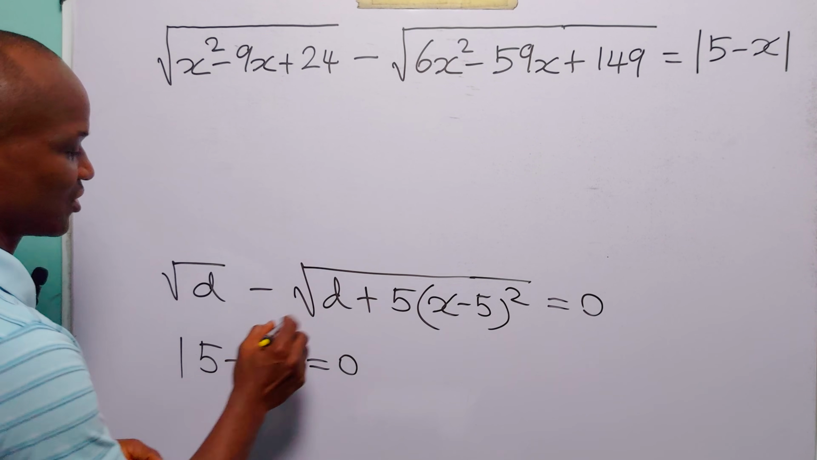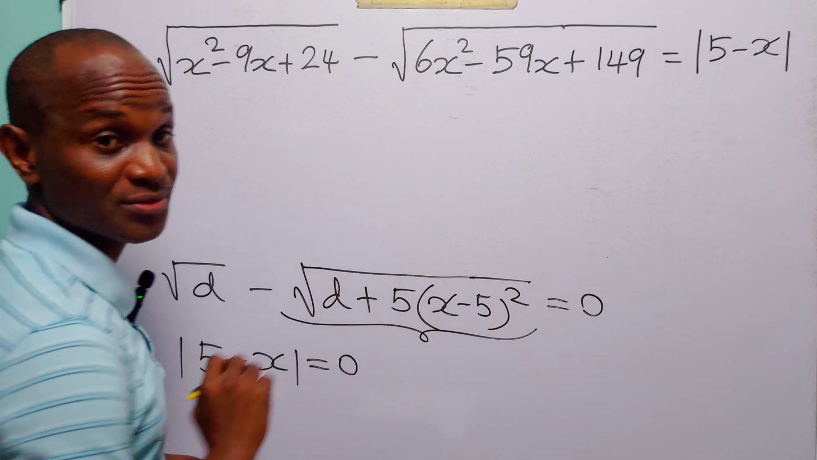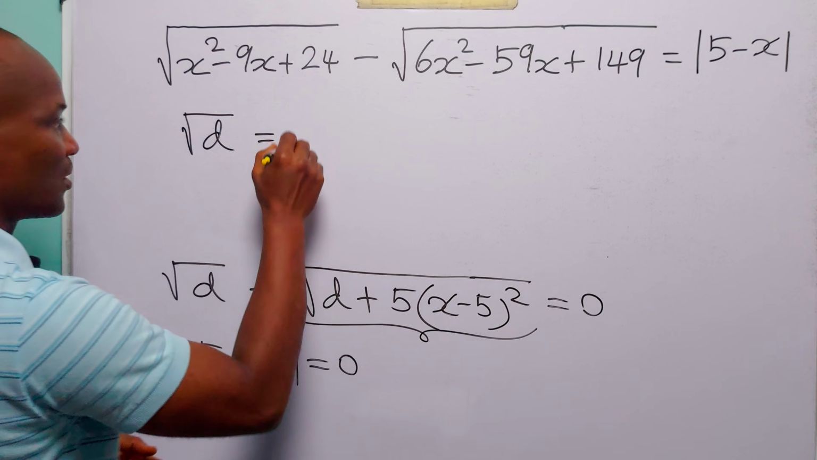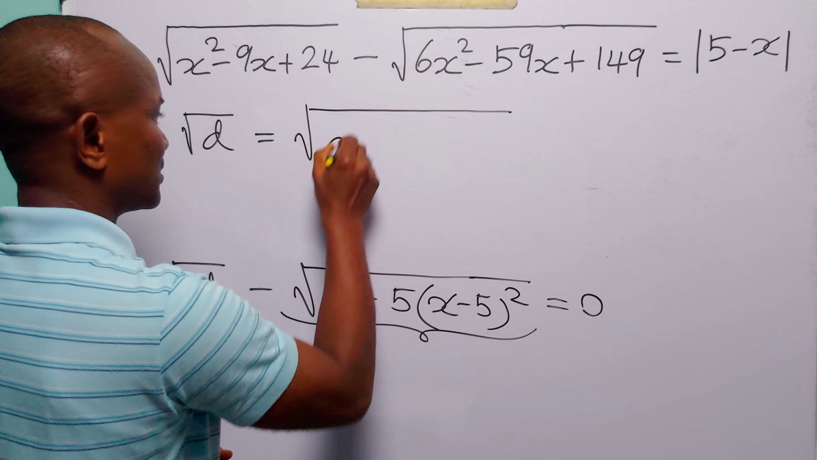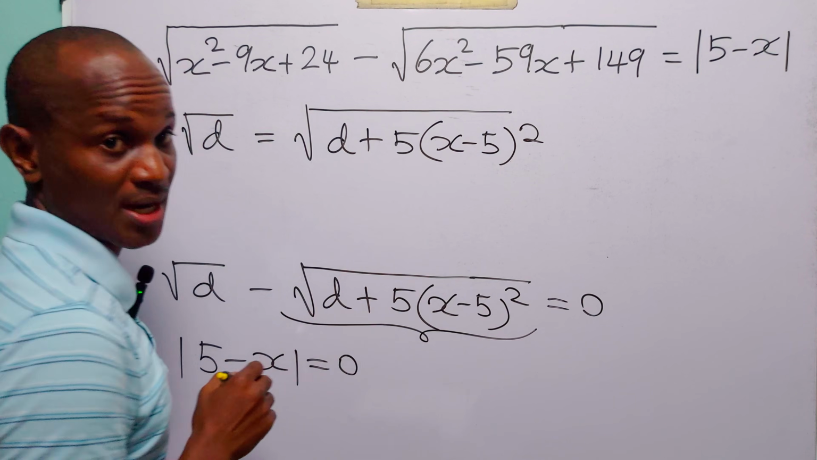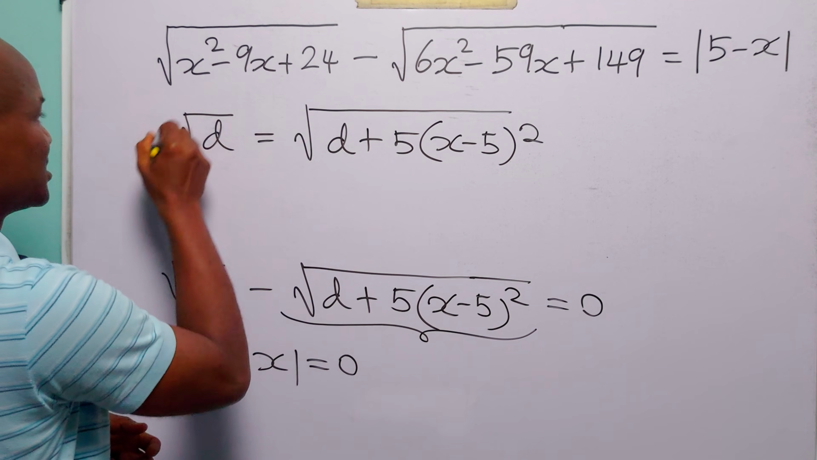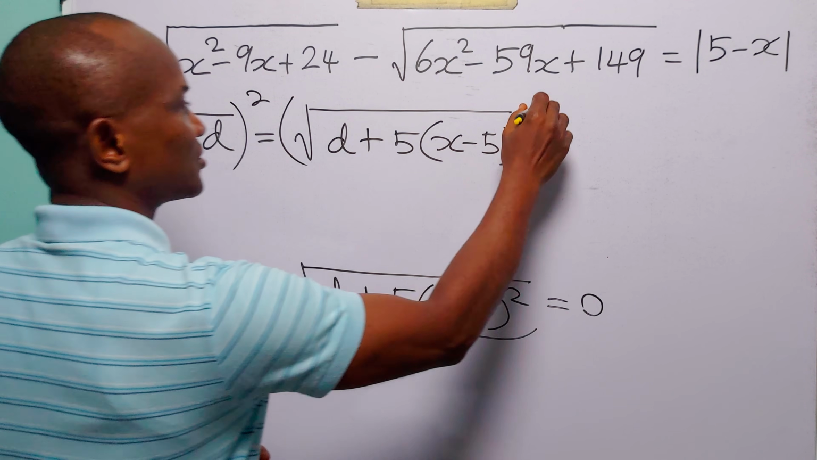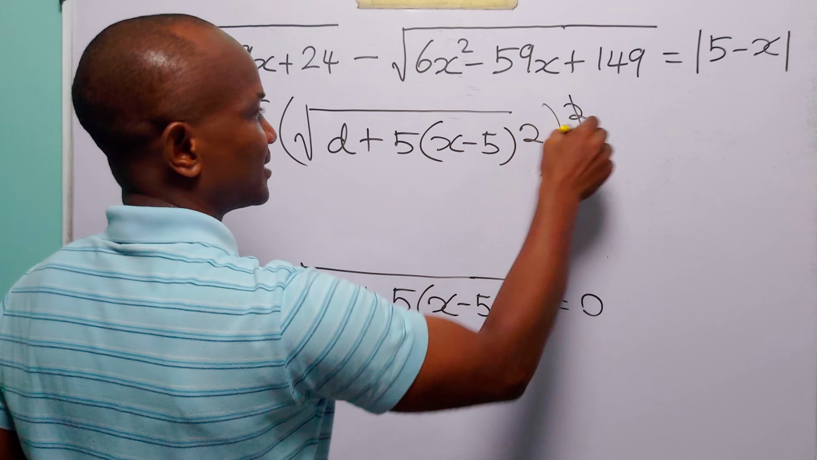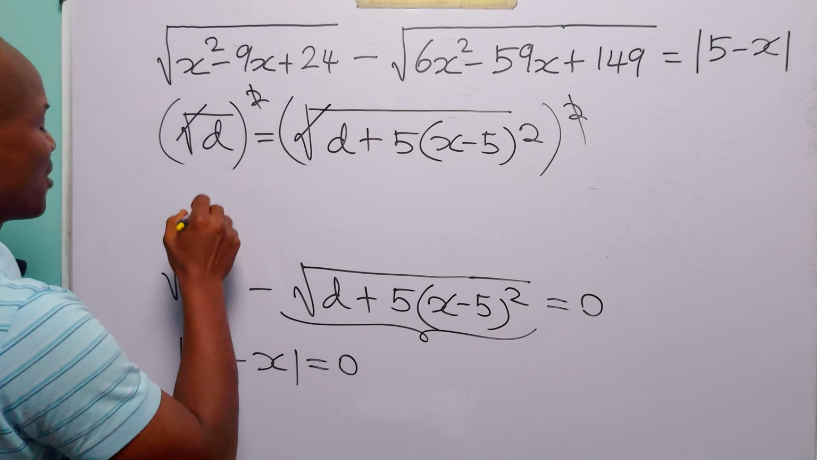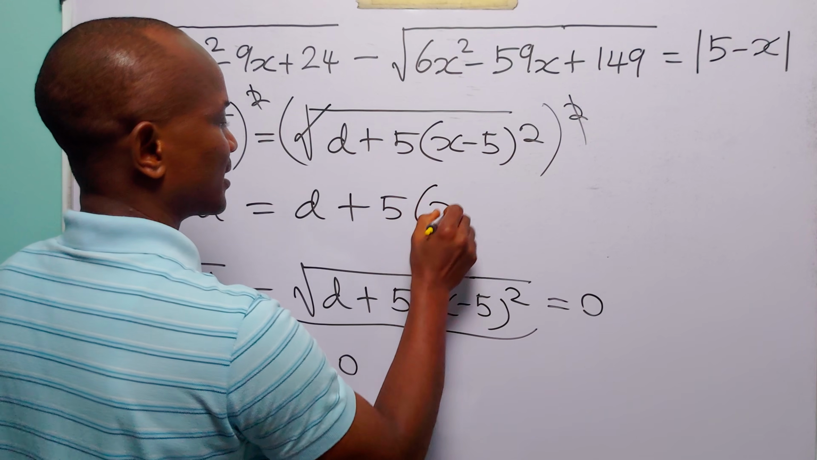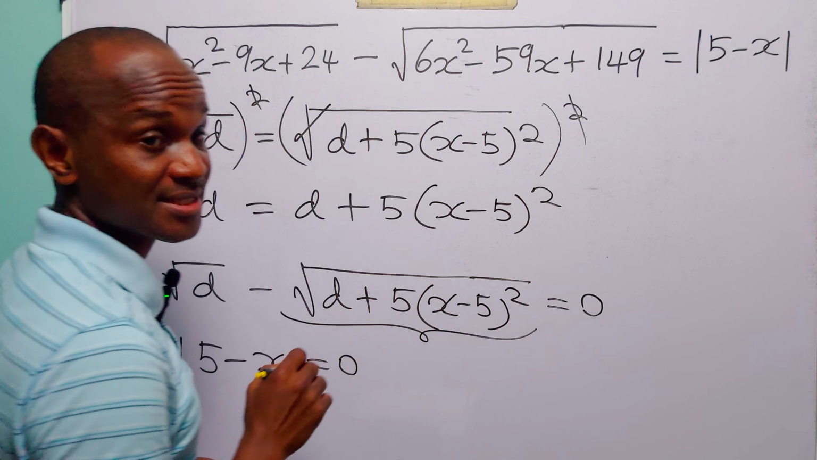Now, to solve the first equation, we start by moving this term over to the right-hand side. When we do that, we have that the square root of d is equal to the square root of d plus 5 times x minus 5 squared. And of course, the next thing we are going to do is to square both sides of this equation to get rid of the two square roots. From where we have that d is equal to d plus 5 times x minus 5 squared.